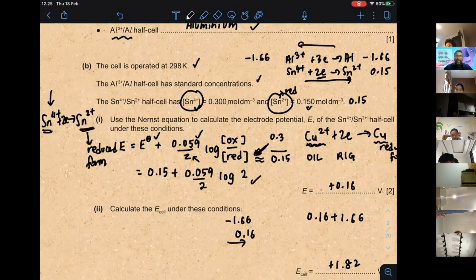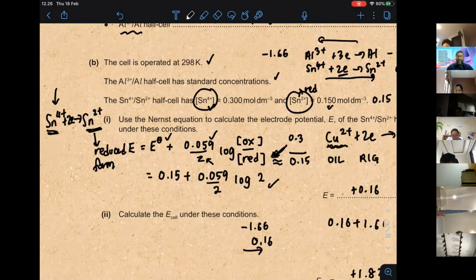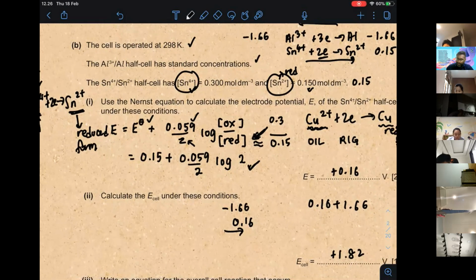Why is this going to be very important? Because students tend to think like this: they think, oh, Sn4+ plus 2 electrons, this is going to be reduced, so this is also going to be the reduced form. Wrong. Please take note of this very carefully. Once you do that, when you calculate, you will get positive 0.16.